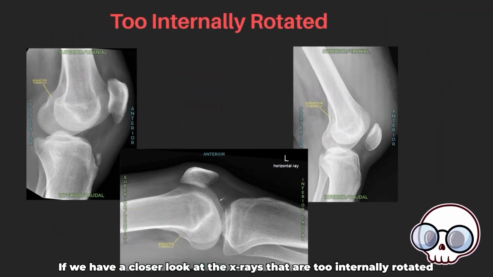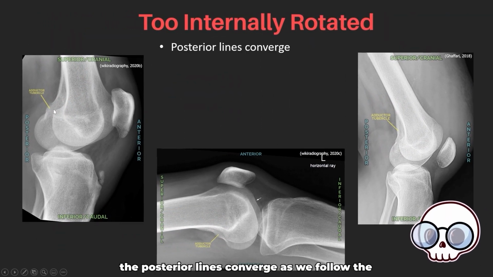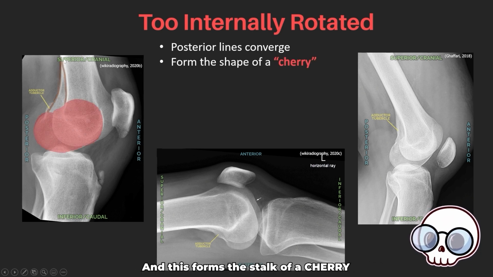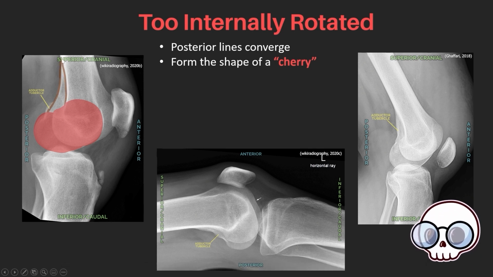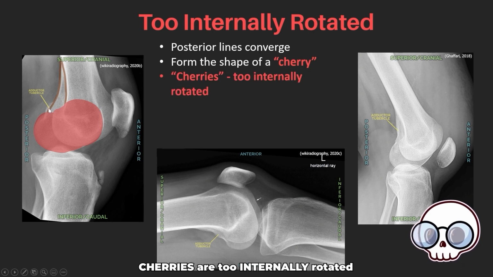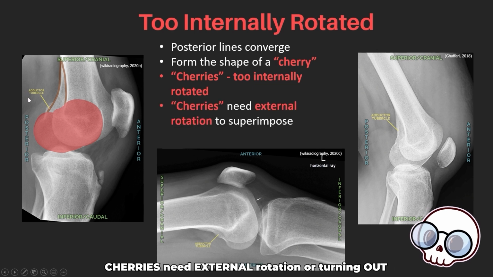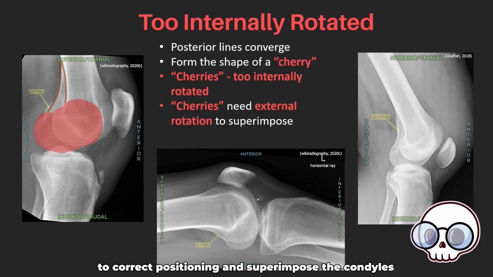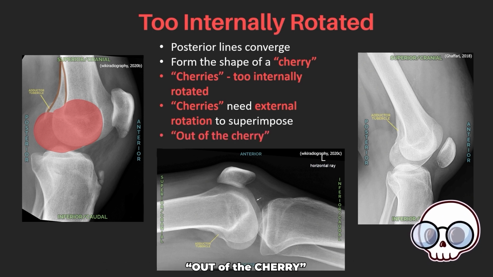If we have a closer look at the X-rays that are too internally rotated, the posterior lines converge as we follow the posterior lines of the condyles superiorly, and this forms the stalk of a cherry. So whenever you see these posterior lines meeting or converging, we know that this is a cherry. Cherries are too internally rotated, as we've confirmed using the adductor tubercle and our gorgeous leg model. Cherries need external rotation or turning out to correct positioning and superimpose the condyles, and we remember this by saying the phrase out of the cherry.